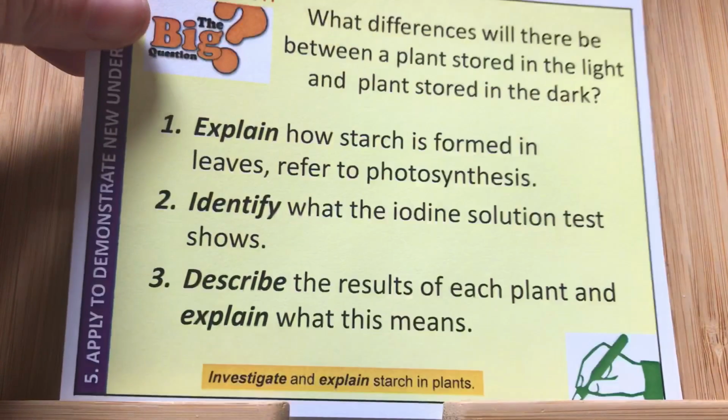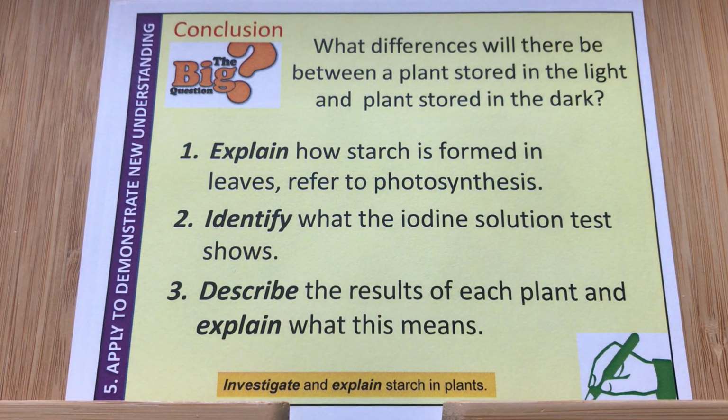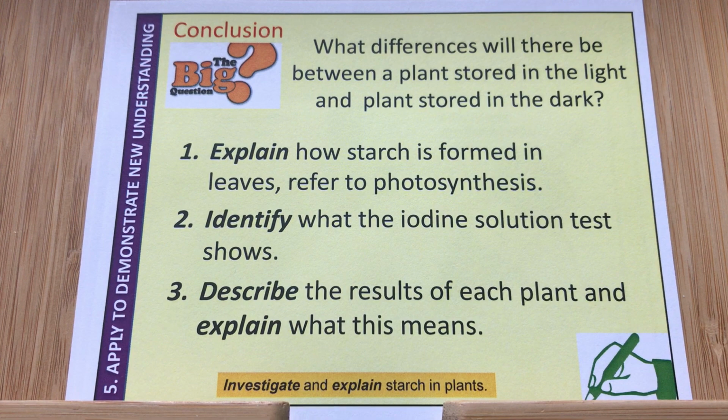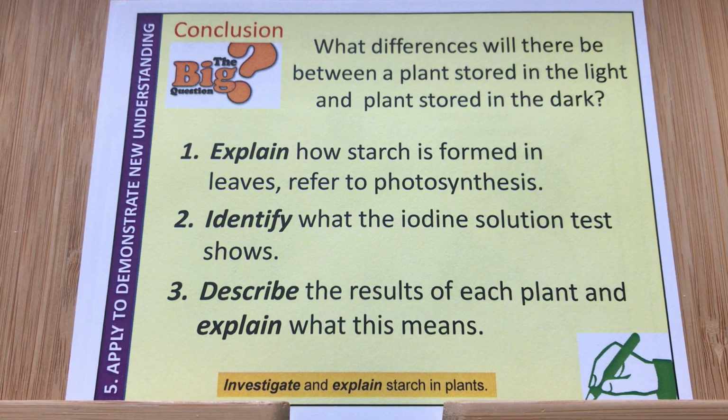So let's look at some concluding questions. Explain how starch is formed in the leaves. Photosynthesis makes glucose. The plant converts some glucose to starch for storage. Identify what the iodine solution shows. The iodine is the solution we use to test for starch. So it starts off orange. If there is no starch, then the iodine solution will stay orange. If there is starch, we get a colour change to blue-black.